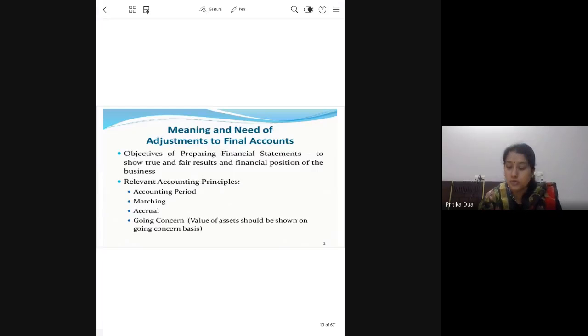So first and foremost, what do we mean by adjustments? Okay, now till now we know that all financial statements should have certain qualitative characteristics by applying all the relevant accounting principles. So if you have a look at the second point, accounting period principle?